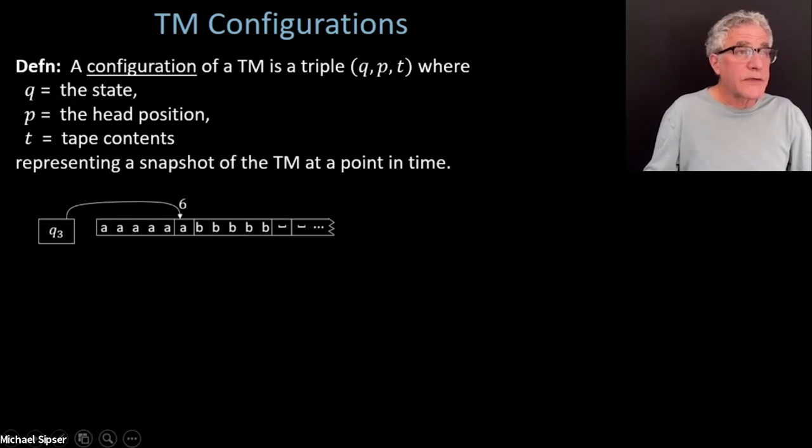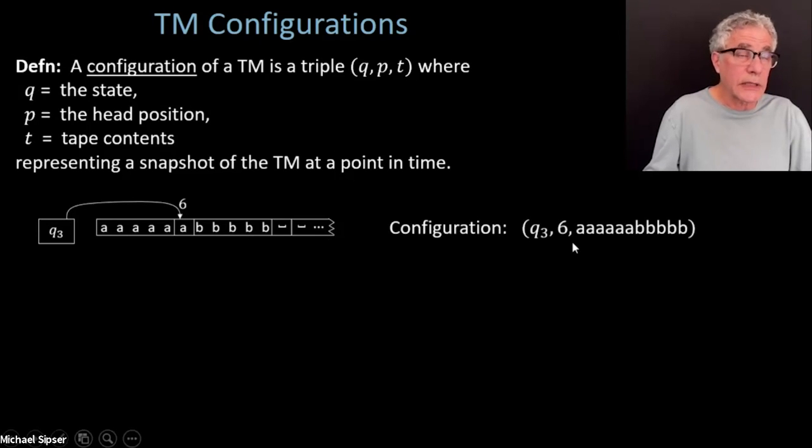Okay, so in terms of a picture here, here's the Turing machine. Imagine it's in state Q3. The head position is in the 6th position on the tape, so P would be 6. And the tape contents is going to be this bunch of A's followed by this bunch of B's. So I would write it down like this. State is Q3, head position number 6. This is the contents of the tape.